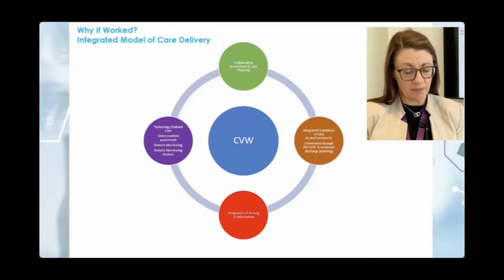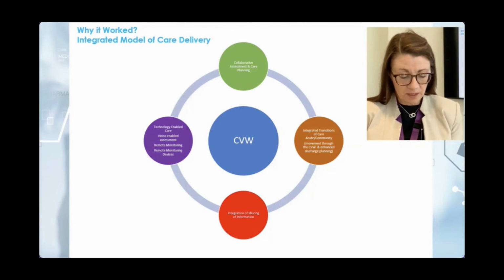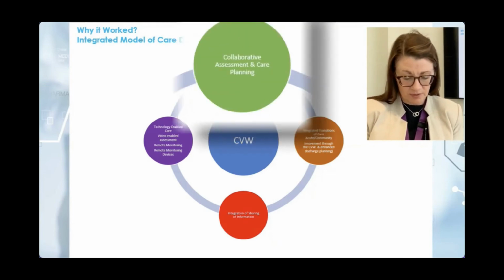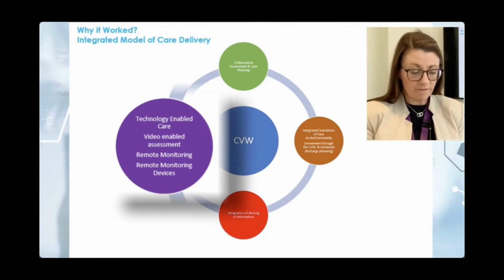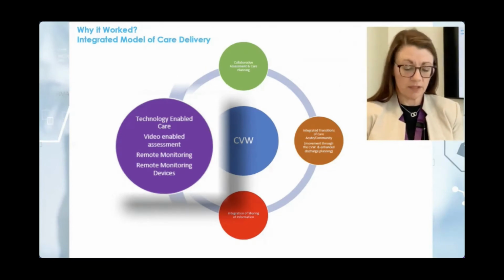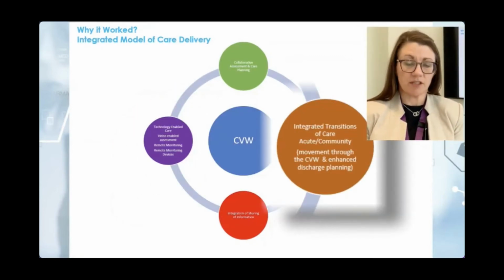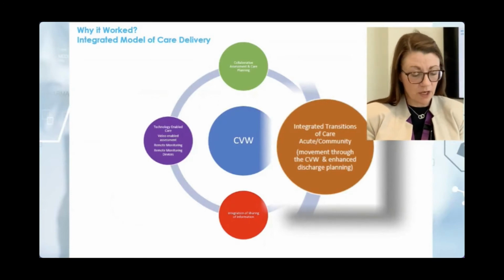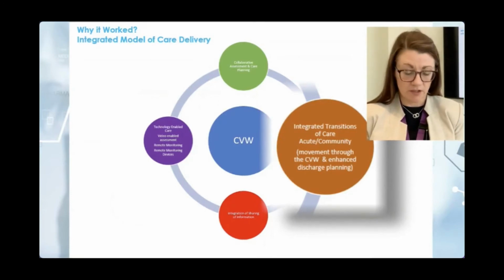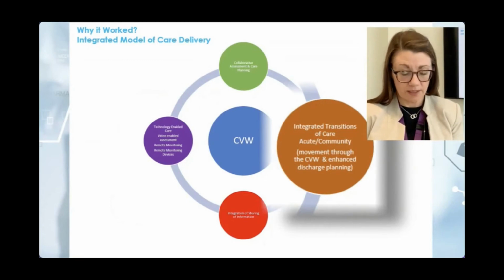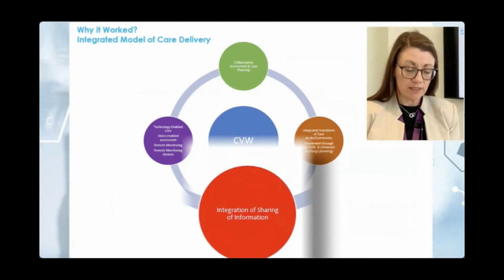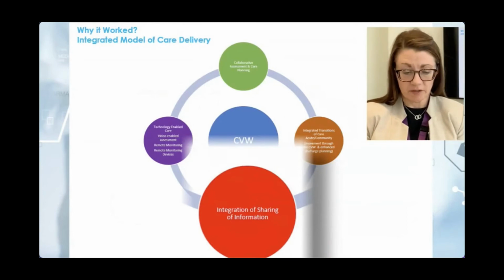So bearing in mind the feedback that we've just heard, the proof of concept worked because it was an integrated model of care. There was a collaborative assessment and care planning process, technology-enabled care, video-enabled assessments with remote monitoring using remote monitoring devices. Importantly was the integrated transitions of care across community and acute services through the community virtual ward with enhanced discharge planning, all led by nursing and midwifery. Also, there was the integrated sharing of information between professionals, which has sometimes stopped us from being very progressive in terms of patient pathways in the past.